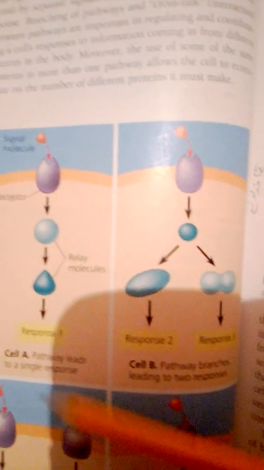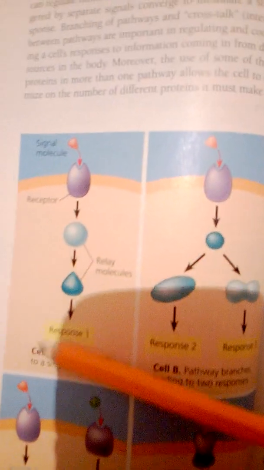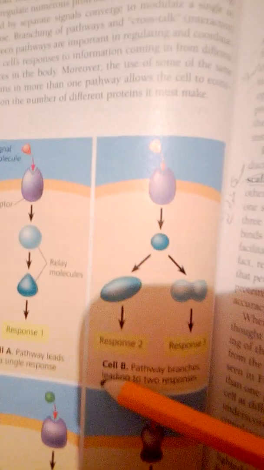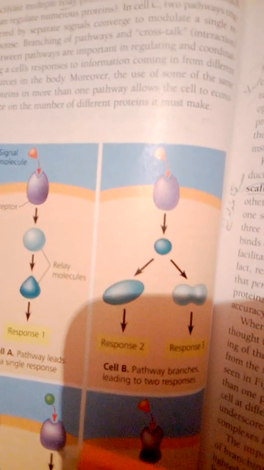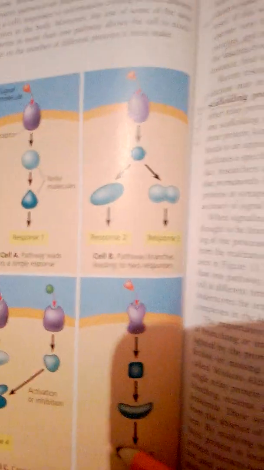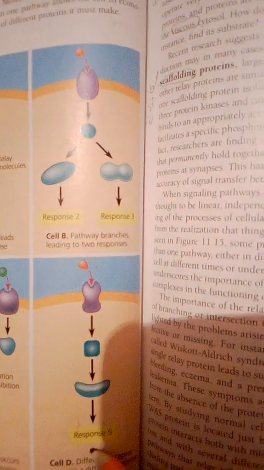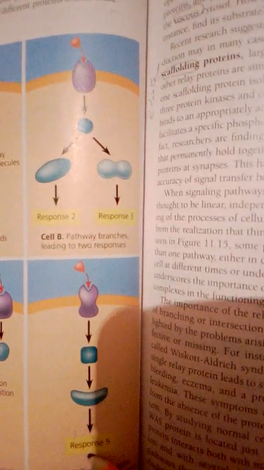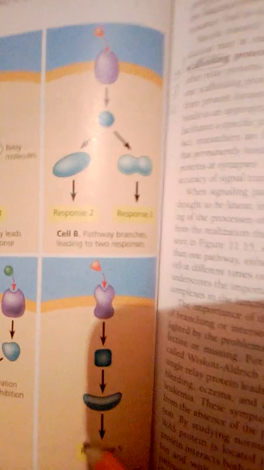Notice that different pathways may have some molecules in common. For example, cells A, B, and C all use the same receptor protein for the orange signal molecule. Differences in other proteins account for their different responses. In cell D, notice that, the last one, a different receptor protein is used for the same signal molecule, leading to yet another response.